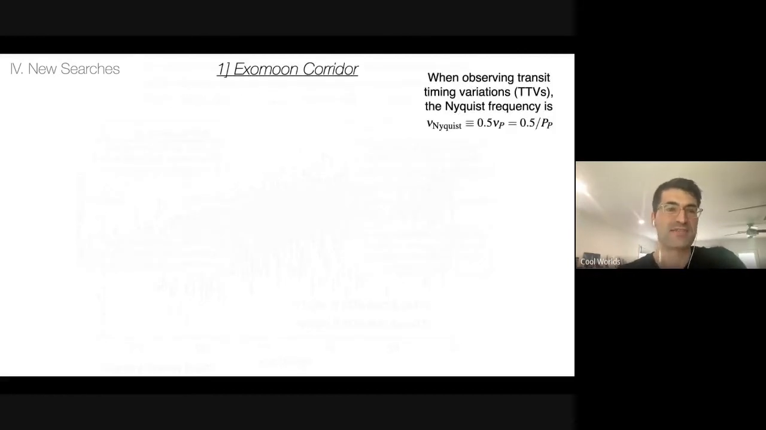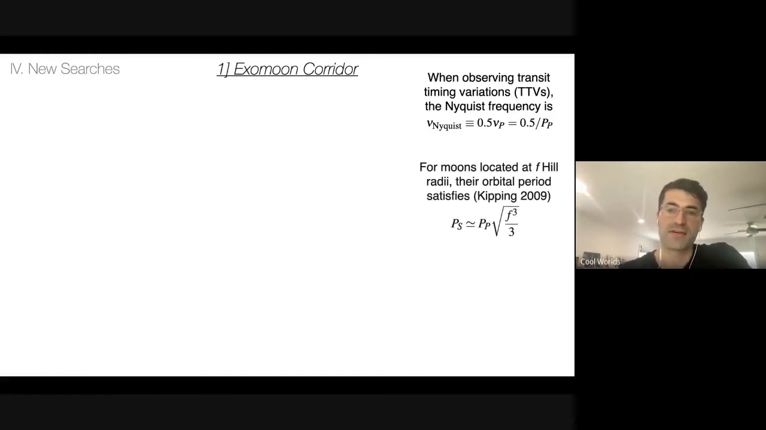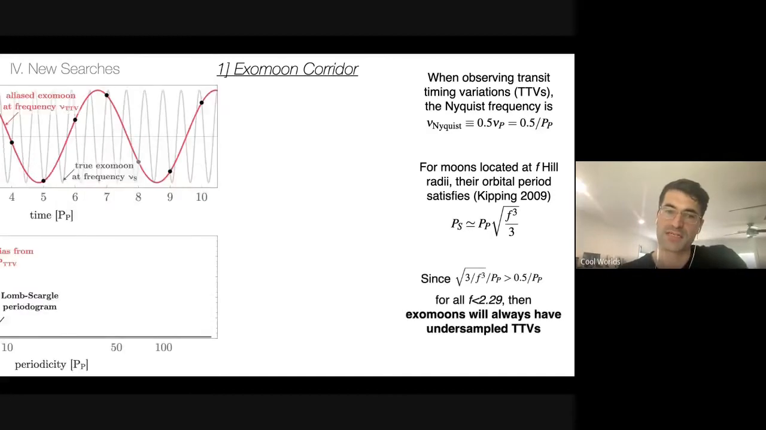So some ways of doing this that I'll briefly highlight is, one is this exomoon corridor effect, which I read a paper about very recently, just this year. And the idea is that, I'm just going to skip through this to be quicker.